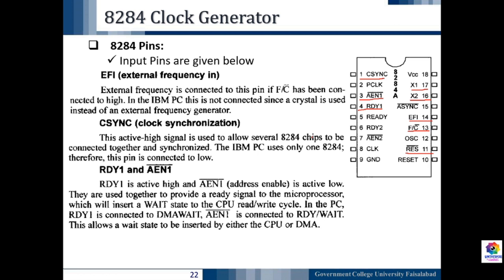In the IBM PC, ready 1 is connected to DMA wait and address enable is connected to the ready/wait pin. We will discuss this when we study the DMA controller, and we will understand it in a much better way. So this allows a wait state to be inserted by either the CPU or the DMA controller.